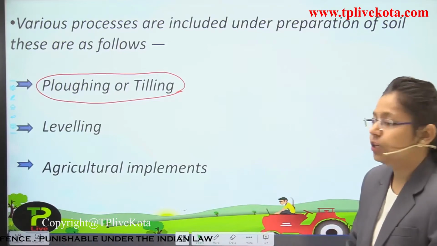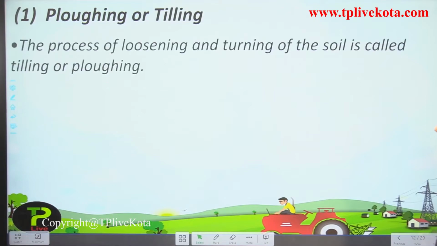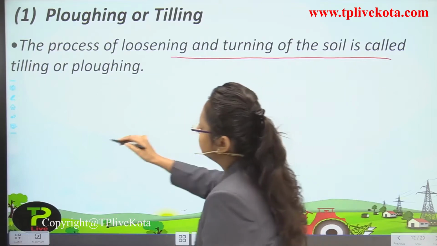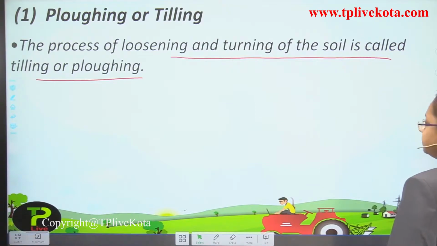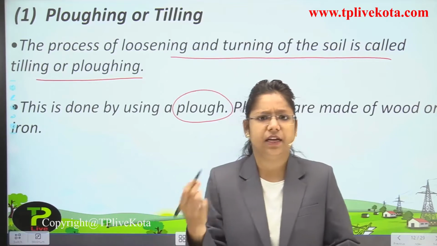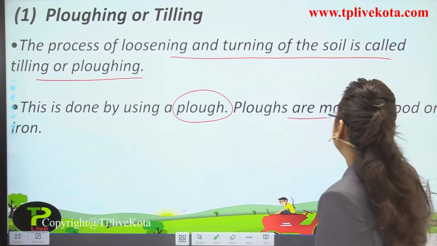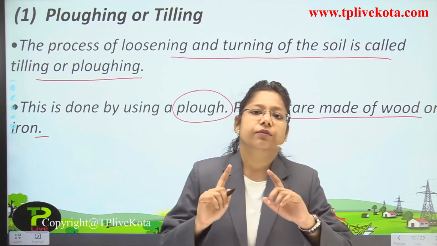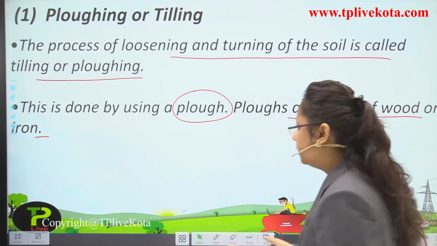So let us take a look at plowing or tilling. What is it? It is the loosening of the soil and turning the soil. It is known as plowing or tilling. Now, the next point is that it is done by a plow. A plow is an agricultural implement which is used to do the plowing process. Remember this, students: plows are made of wood or iron and they have sharp edges. I will show it through a diagram over here, how they are made.